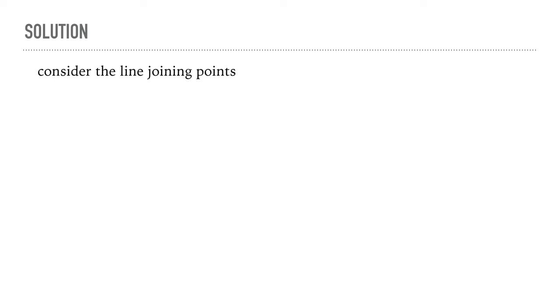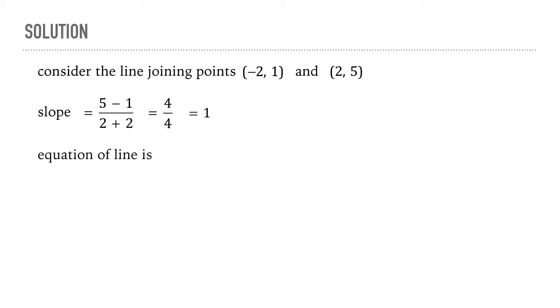Now, one more way to solve this question would be to consider the line joining the points (-2, 1) and (2, 5). So the slope of this line is equal to (5 minus 1) divided by (2 plus 2), which is 4 by 4, which is equal to 1. Therefore, the equation of this line can now be found. It is y minus 1 equals x plus 2, or we can also write it as y equals x plus 3. Now consider the function f(x) equals x plus 3.